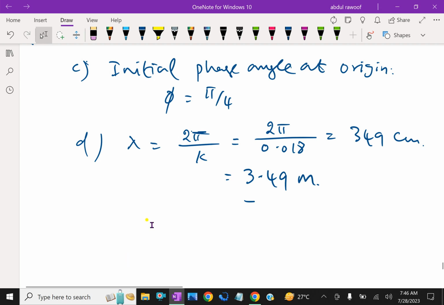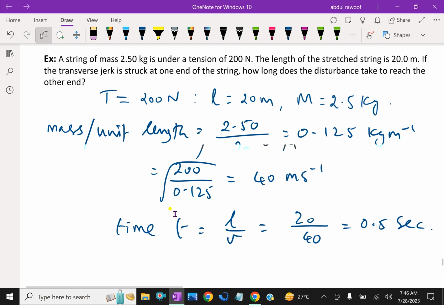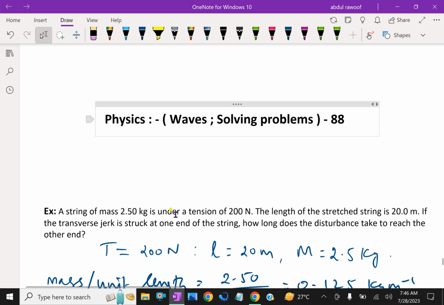So far, we have done some problems on wave propagation, that is solving problems in waves.